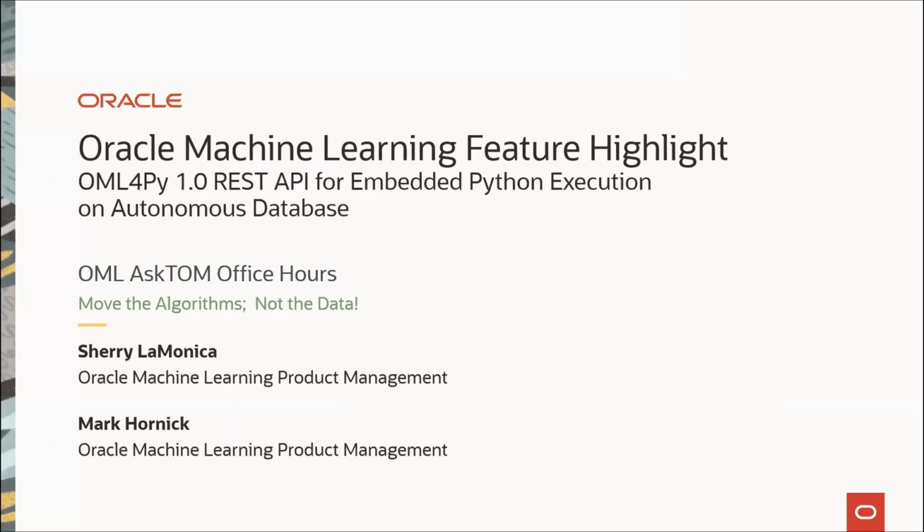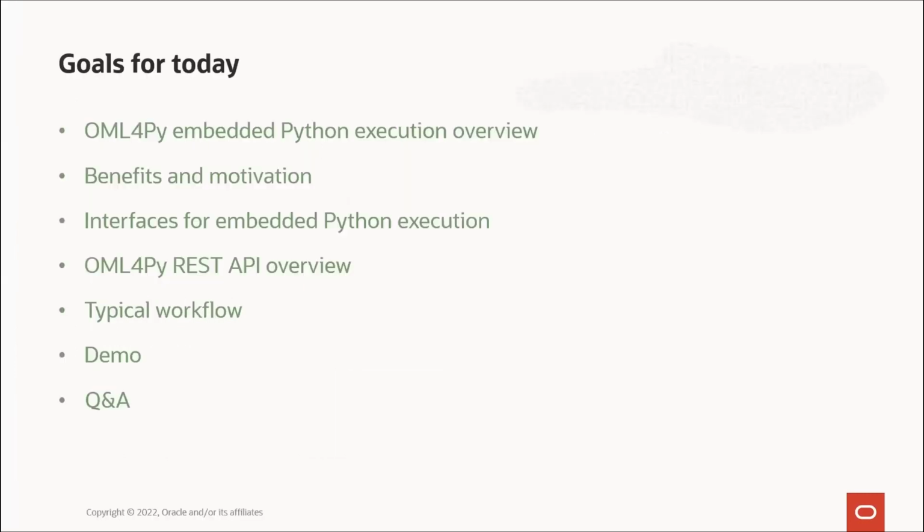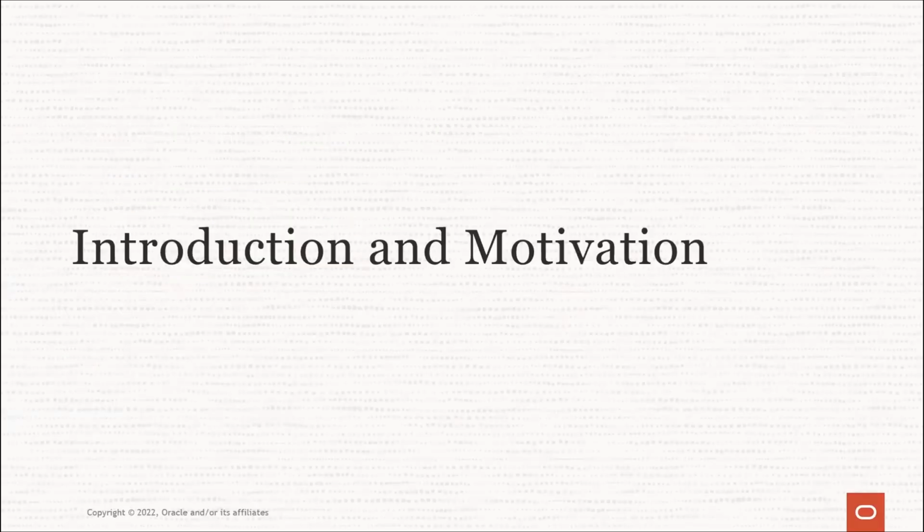Okay, so let's get started. Today we'll be covering the Oracle Machine Learning for Python, or OML4Py, REST API for embedded Python execution. And here's the agenda for today's session. First, we'll provide a quick overview of OML4Py embedded Python execution and the benefits and motivation for using it. Then we'll show you the different interfaces for embedded Python execution, including the REST API. We'll do a deeper dive into the REST API, show a typical workflow, a short demo, and then open the floor for the Q&A. Let's start with an introduction.